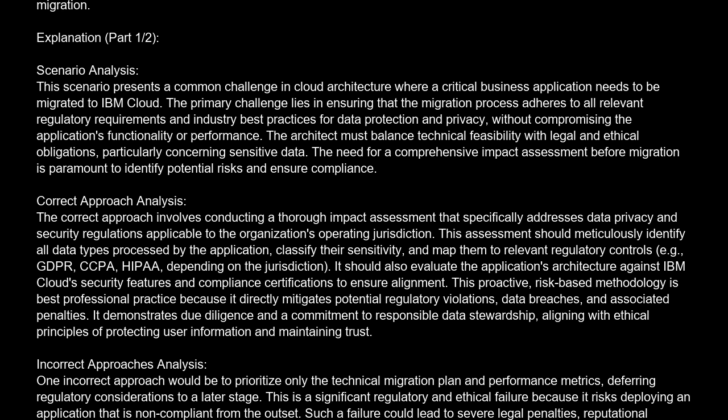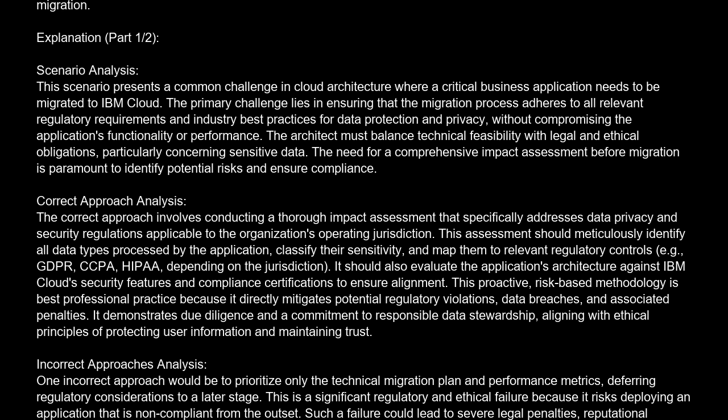Correct approach analysis. The correct approach involves conducting a thorough impact assessment that specifically addresses data privacy and security regulations applicable to the organization's operating jurisdiction. This assessment should meticulously identify all data types processed by the application, classify their sensitivity, and map them to relevant regulatory controls, e.g., GDPR, CCPA, HIPAA, depending on the jurisdiction. It should also evaluate the application's architecture against IBM Cloud security features and compliance certifications to ensure alignment.